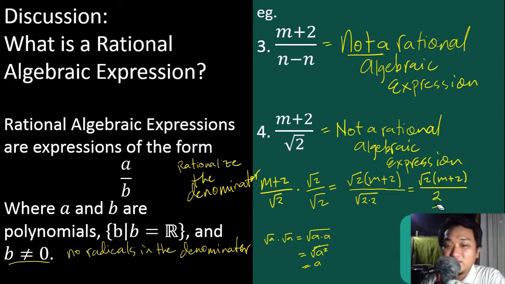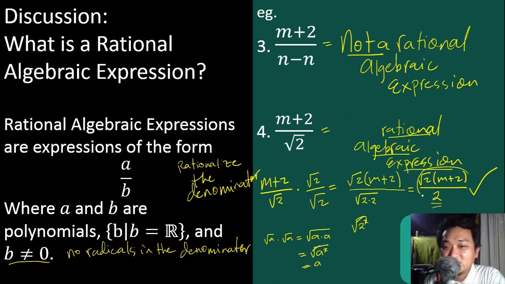So, now that we were able to rationalize the denominator, as a rule of the thumb, etong expression na to is already, so hindi na siya not, hindi na siya not. Ano na siya? Rational algebraic expression na siya. Okay, itong bagong expression natin is already a rational algebraic expression. Kaya noong dati na meron pa siyang square root of 2 sa baba, ang rule natin is dapat wala tayong mga radical sign sa denominator. So, ang gagawin natin, i-rationalize muna natin siya bago natin siya i-consider na rational algebraic expression. Okay.